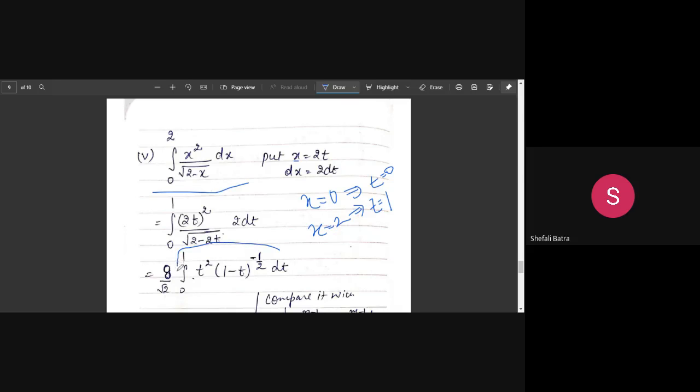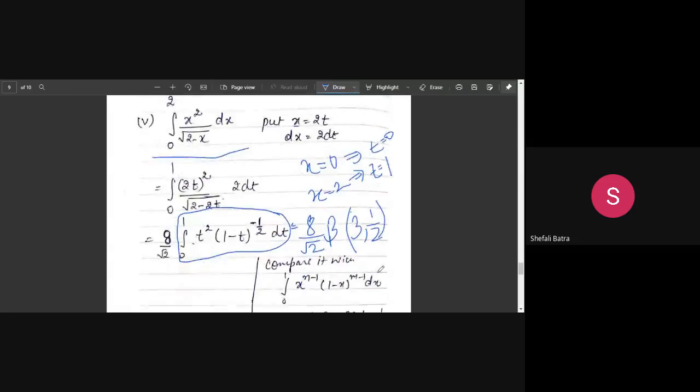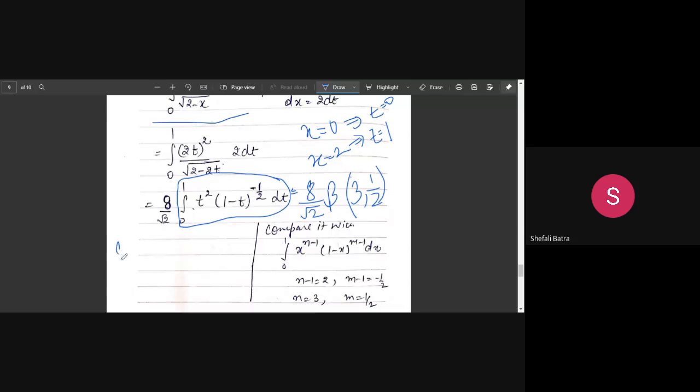So now I can write it in terms of beta function. So that is 8 by under root 2 beta(2 plus 1, minus half plus 1), that is beta(3, half). If you know the beta, then we can convert this beta function into gamma function. So that is equal to 8 by root 2 gamma 3 gamma half divided by gamma 7 by 2.